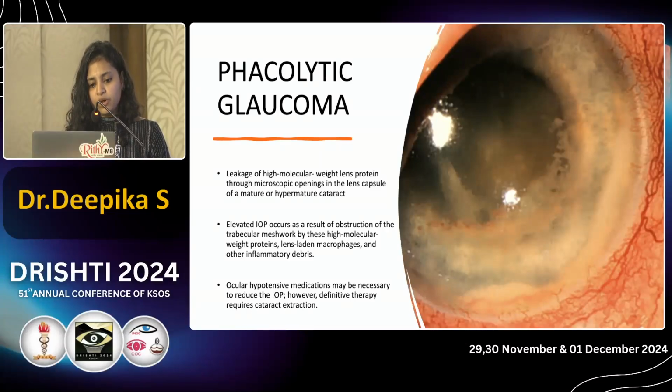The main thing is you have to reduce the IOP with ocular hypotensive medication, but the definitive treatment will be removal of the offending agent, which is the cataract in this condition. So you have to plan for a cataract extraction. You can plan under IV mannitol cover, because even though you are trying to reduce with medications, it may not be reduced to the extent you are expecting.